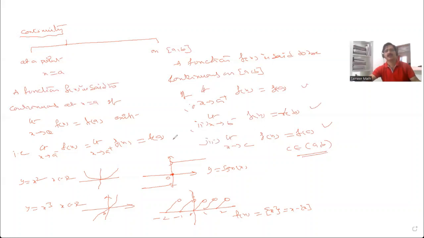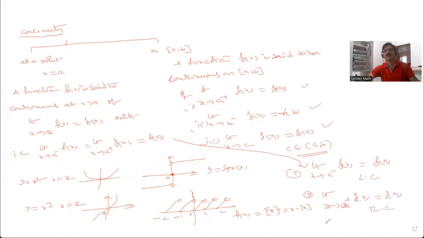Now you may have a doubt over here. Sir, what happened if only the limit x tends to a minus of f of x is equal to f of a? Then you can say it is left continuous, and the other part does not exist. Similarly, limit x tends to a plus of f of x equal to f of a means right continuous. If left continuous is equal to right continuous, then you can say that it is continuous. I hope the definition part is clear.